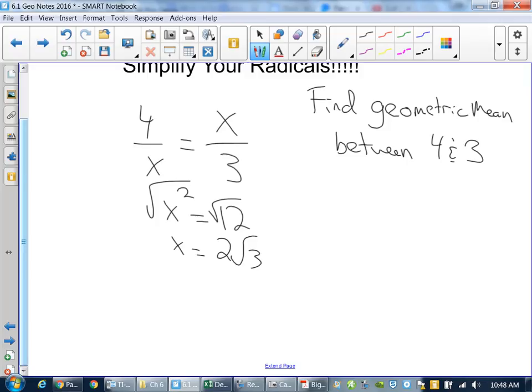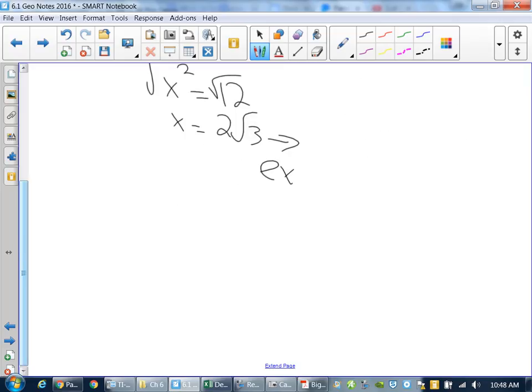This is called an exact answer. Those are exact answers. If you square that, what's 2 times 2? What's the square root of 3 times the square root of 3? Square root of 9. What's the square root of 9? 3. So what's 3 times 4?